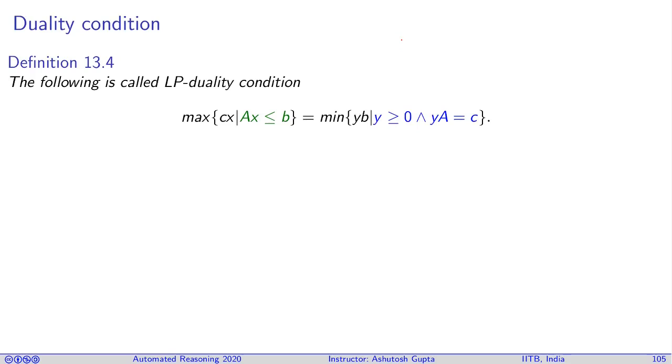So this x will give you the minimum value for cx. We have seen that if you are interested in Ax ≤ b, then y ≥ 0 and yA = c is an important constraint. That's what we saw in the last theorem. Furthermore, it has been observed that this condition holds: if we maximize cx subject to Ax ≤ b, and then minimize yb subject to y ≥ 0 and yA = c, then they are equal. We will prove this theorem. This is called the LP duality condition.